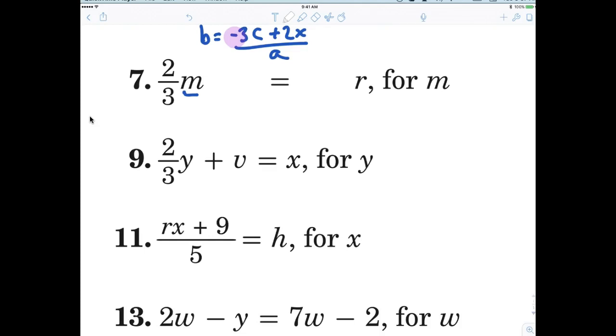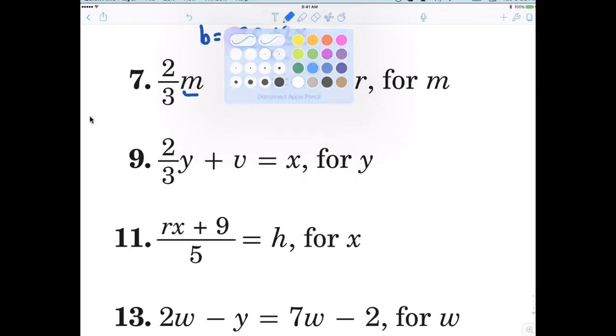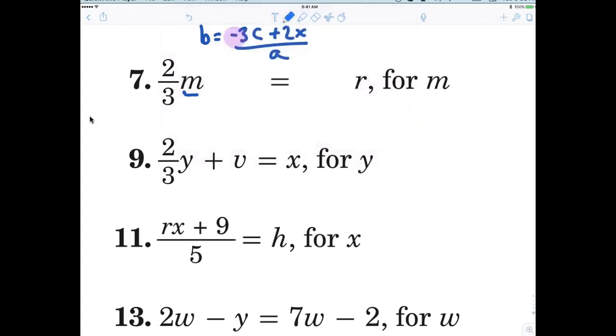Does that make sense? Now, I've said over and over, how do I get rid of a fraction? You multiply by the reciprocal. I can't help that if you don't know that. You multiply by the reciprocal. So everybody should be able to tell me now that m is equal to 3/2 r.